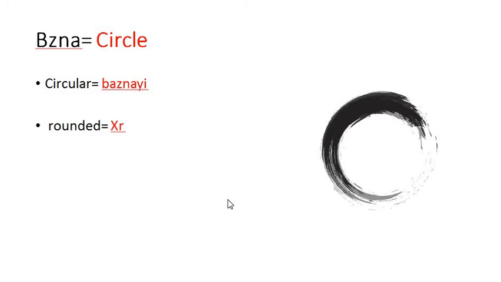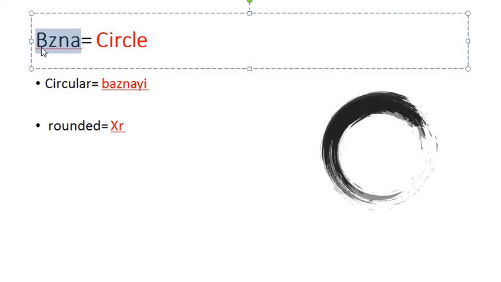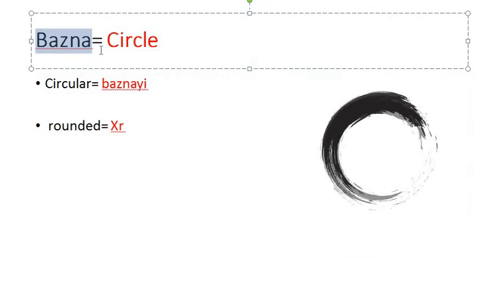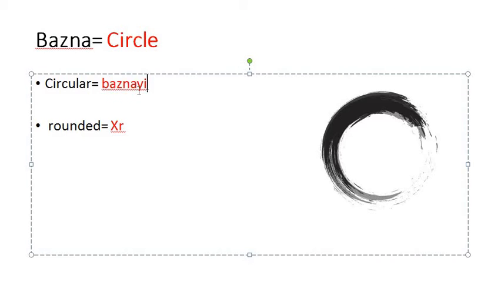Anyway, our first shape is circle or bazna. In Kurdish we say, oh, I'm sorry, not bizna. Bizna means it is a goat. I'm sorry. Bazna. So bazna is circle. If I say circular, okay, something is circular, circular is baznai. Look, it's the same. To create this adjective, bazna means circle. But when you add two yi at the end, baznai is circular.